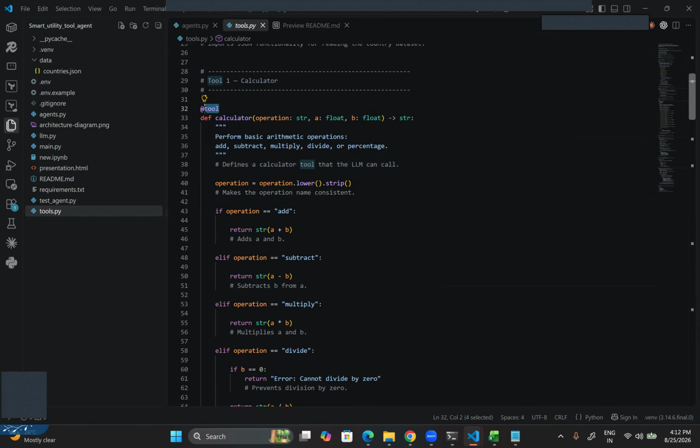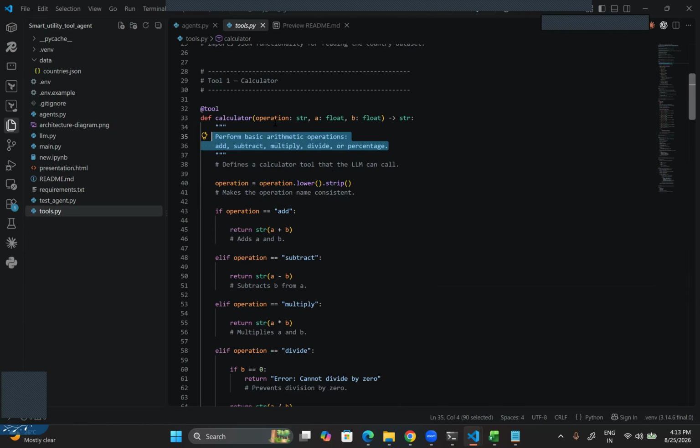Now, this @tool is a decorator that turns a normal typed Python function into something that the LLM can discover. Now, this docstring is not a comment. It's what the LLM reads to decide when to call this. So if you get this docstring wrong or vague, the model will either miss it or misuse it. So this is very important.